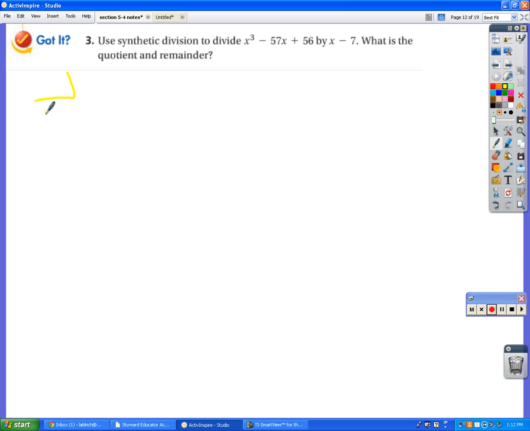All right, so for this one right here, if I'm x minus 7, then I'm going to put a 7 in here. And then this is what Jordan and I talked about at the very beginning of class. This is the only thing you have to be careful of. I have how many x cubed? Right, I have 1x cubed. I have no x squareds. So I need to hold that place with a 0. Those have to go in order. And then -57 and 56.